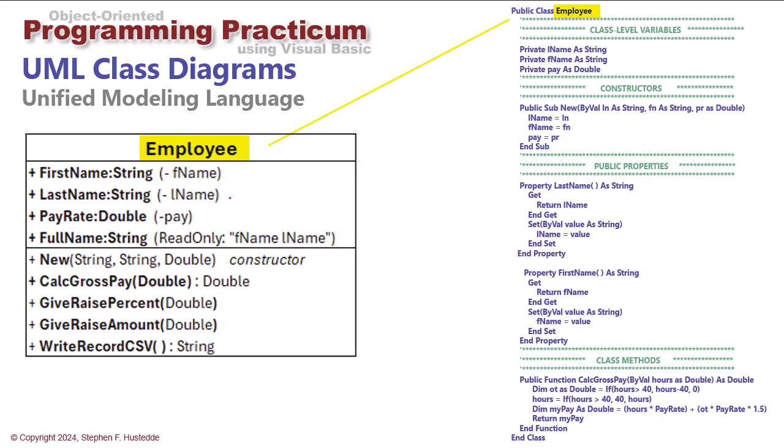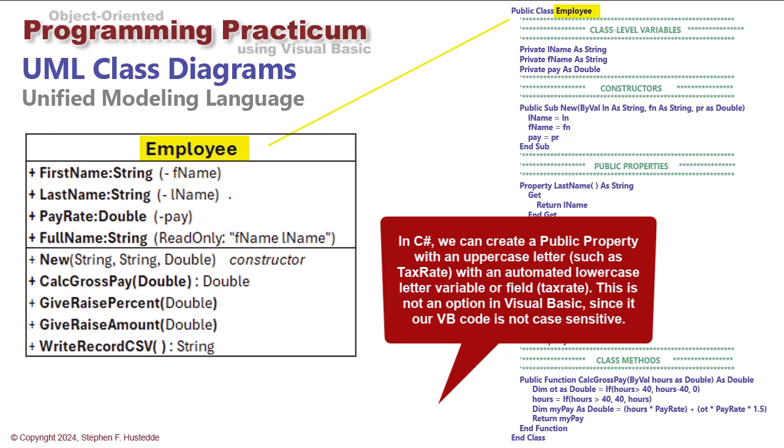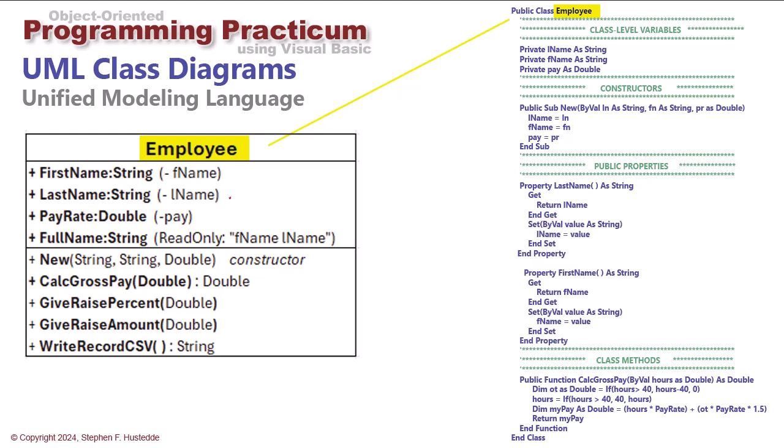Now, in a lot of languages, such as C#, we can have public properties that automatically have private class-level variables underlying them. And so you just create the properties, you don't have to create the class-level variables. In VB, though, we do both. So I modify my class diagram a little bit for VB in that I show the property names, and then in parentheses, we see the class-level variables.